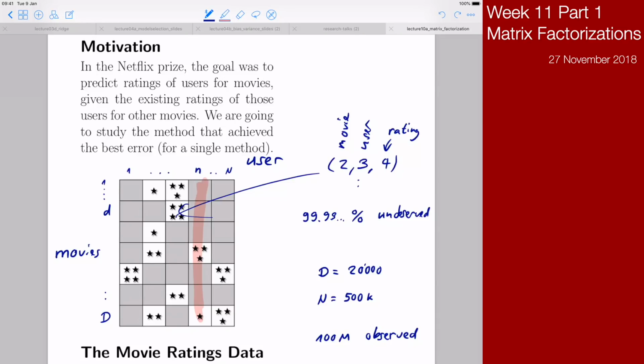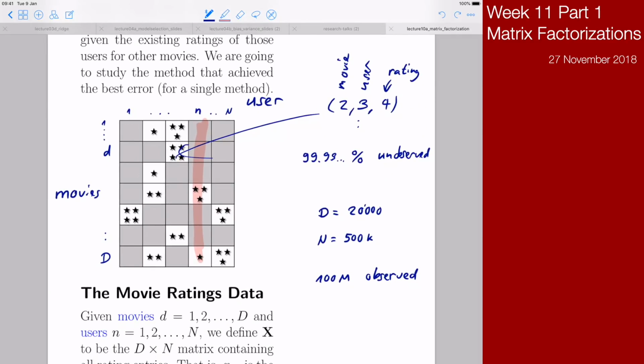Also, they don't give you any information about the user or the movie. They only give a movie ID and the user ID, right? We don't know what kind of movie that is and what kind of user that is. The only information you have is how many stars they give. And surprisingly, that works. It actually works even better than if you would use information of the users and of the movies as well. So, okay, that's the task. Any questions on this?